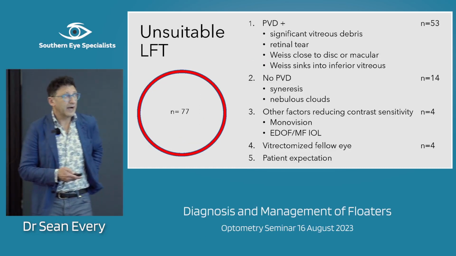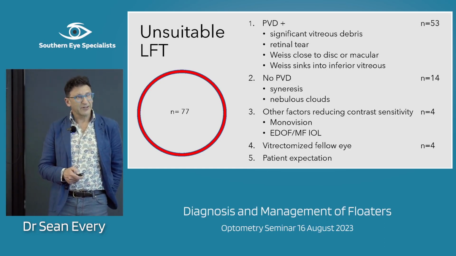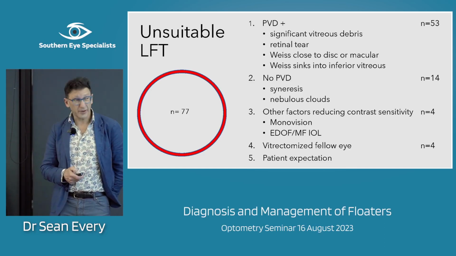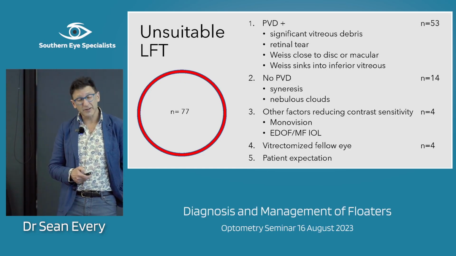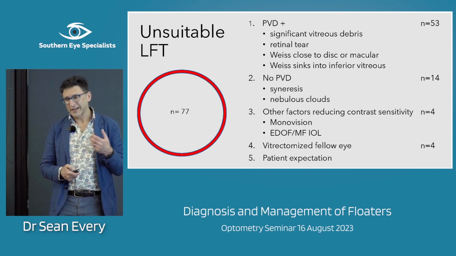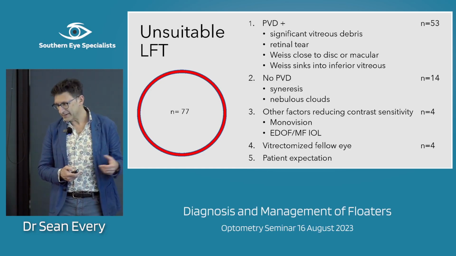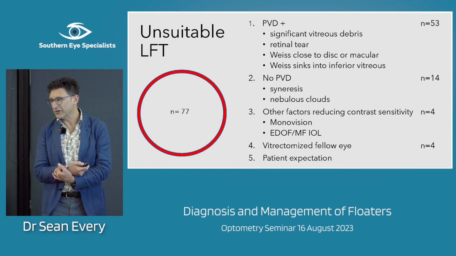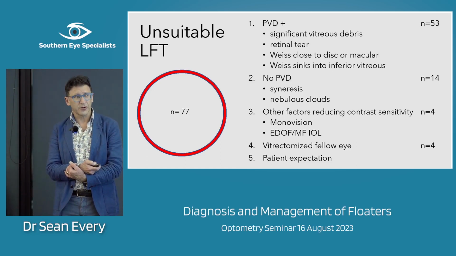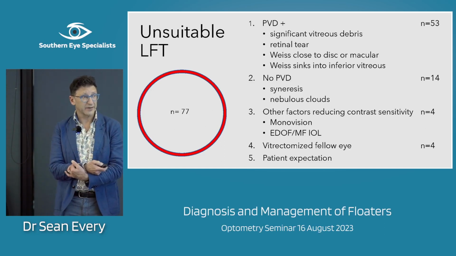So who are the ones that are unsuitable for laser floater treatment? Well, they've got a PVD plus lots of vitreous debris, lots going on, more than just an isolated vice ring, okay? Retinal tears, I've lasered a few people with retinal tears, and there's just too much cellular activity from release of RPE, and I just don't think it's sorting out their vice ring, they're not that satisfied. As I talked about, if the vice ring's too close to the posterior pole, it's not safe, or if it's sinking into the vitreous, I can't get it either.